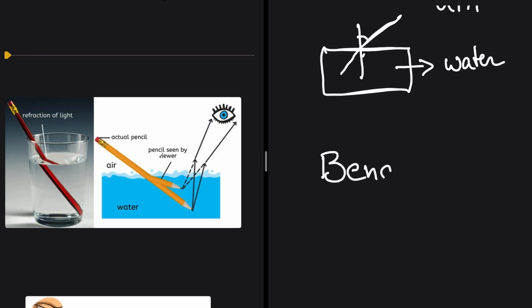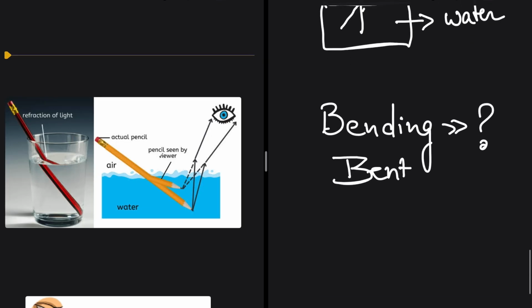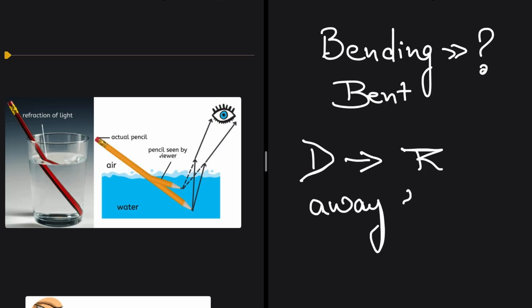Why does this bending of the pencil take place here? The answer is the pencil appears bent because of the refraction of light. I will show you how. We know that when light travels from a denser to a rarer medium, it will bend away from the normal. Same is happening here, children.